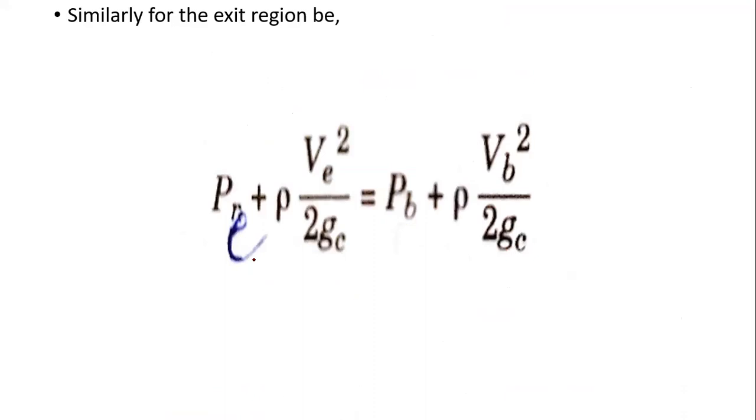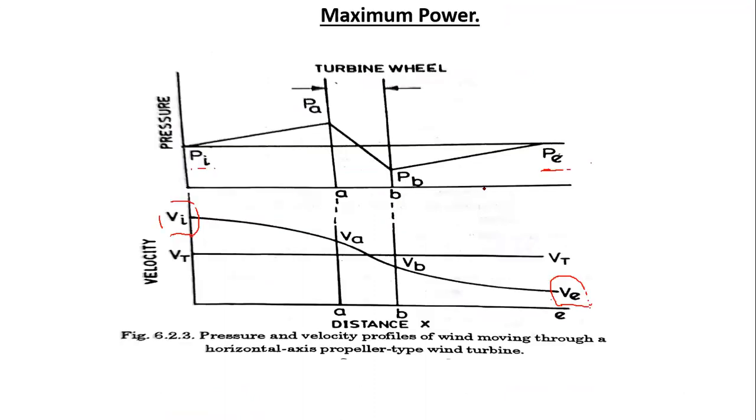If you see the diagram here, the wind speed across the turbine decreases from A to B. Between A and B, the wind velocity will be reduced, because kinetic energy is converted into mechanical energy there. So between A and B, the wind velocity is reduced from Va to Vb, because here kinetic energy is converted into mechanical energy.